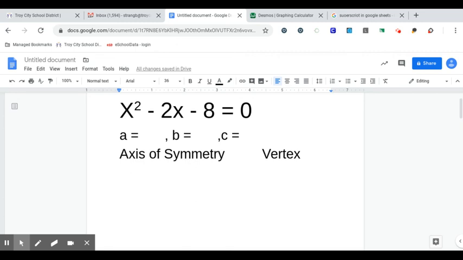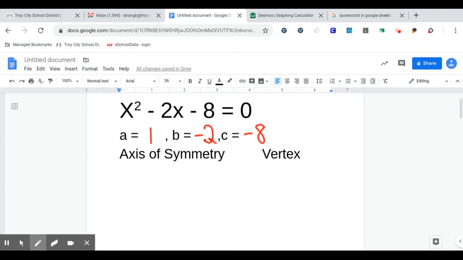Again, these are examples that are going to be looking at finding the axis of symmetry and vertex. So let's start with labeling what A, B, and C are. So A is a coefficient of 1. B is going to be a coefficient of -2. And C is a coefficient of -8, or a number of -8. So we need to find the axis of symmetry.